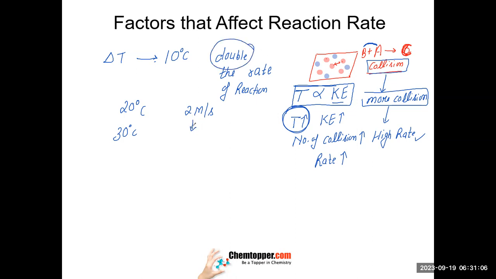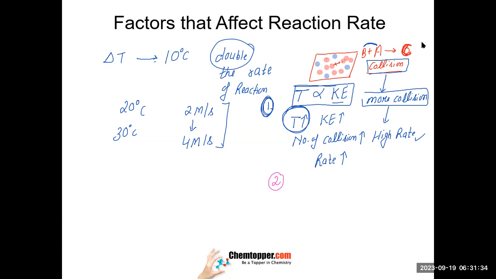Double 4 molar per second. Answer these simple questions. Speak loudly because they will make you learn things. So we are okay with the factor temperature? Okay. Now this is one factor, temperature. Temperature is one factor, children. Second factor is concentration. You increase the concentration.